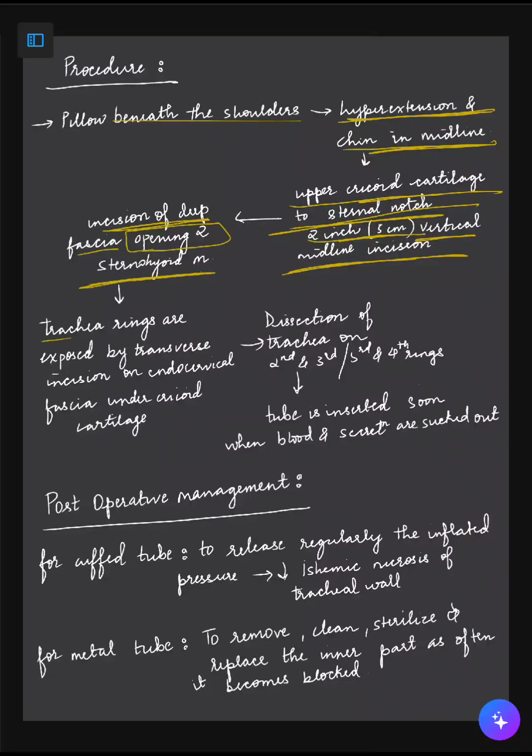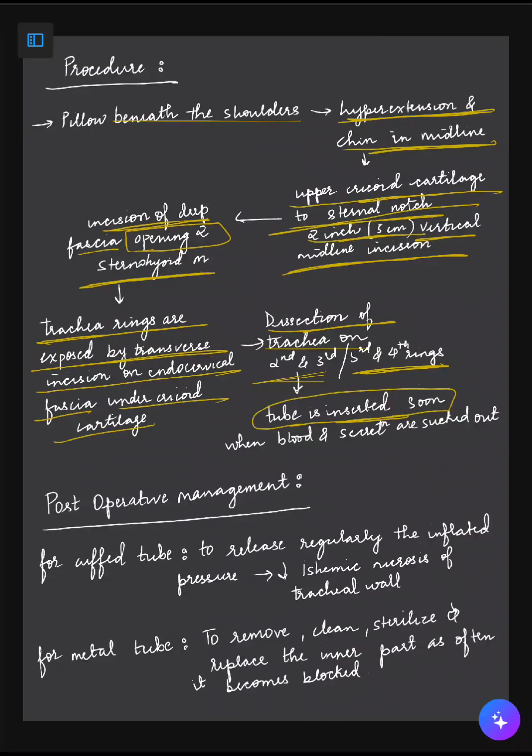Now, the tracheal rings are exposed by a transverse incision on the endocervical fascia under the cricoid cartilage. Then we should dissect the trachea at the second and third or third and fourth ring. Now, the tube is inserted as soon as the blood is drained. If there is heavy bleeding, the blood is drained and immediately a tube is inserted.